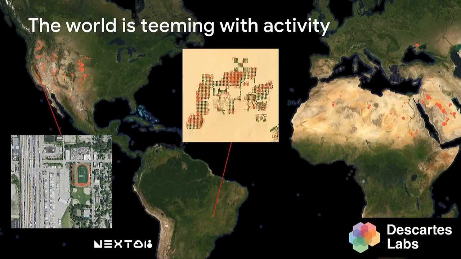So the world is teeming with activity, whether that's man-made infrastructure, like here in the zoom-in, a sports stadium inside of a city, or that's agriculture, shown here with crop circles in South America, or the natural ecosystem. There are things happening all over the entire globe all the time. And satellite imagery is a particularly effective way of being able to zoom in and understand what is going on all across the globe. So there's a big dynamic range in what we want to be able to understand.